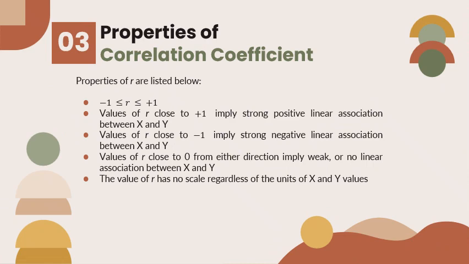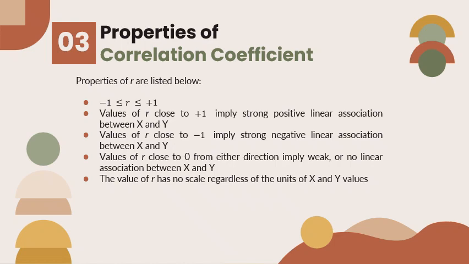Let's take a look at the properties of the correlation coefficient. There are several properties listed below. The first one is the basic knowledge of the properties of correlation, which is that the value of R, or the correlation coefficient, is from -1 to +1 only, meaning that it cannot be less than -1 and it cannot be larger than +1. That is the basic one.